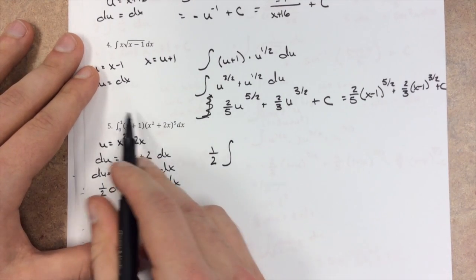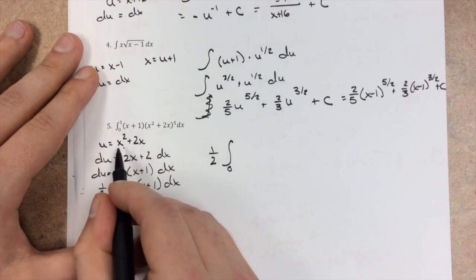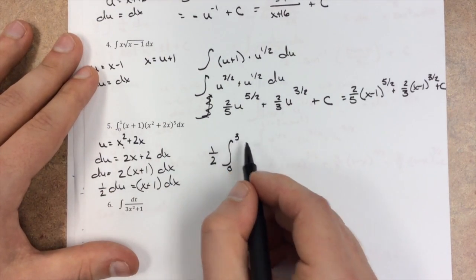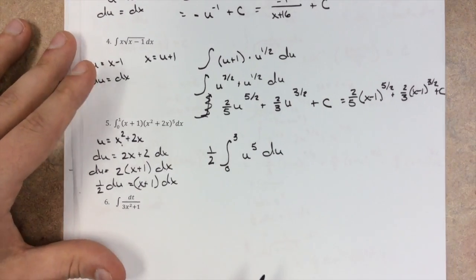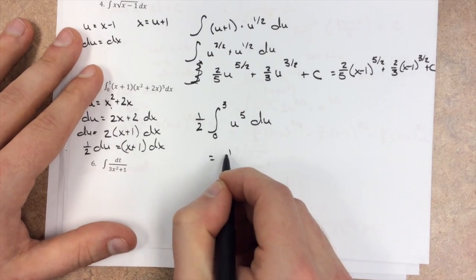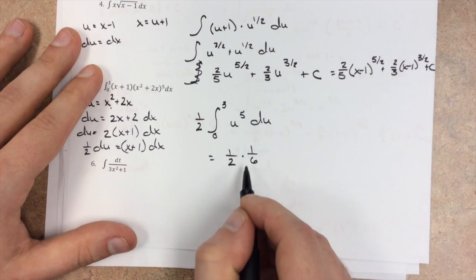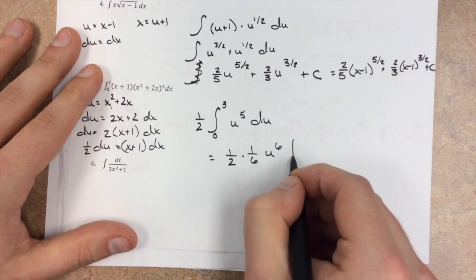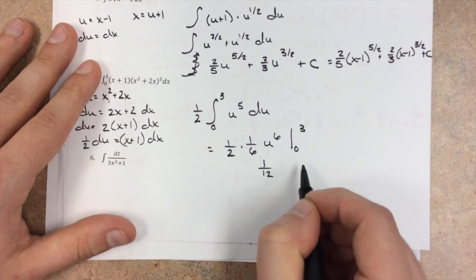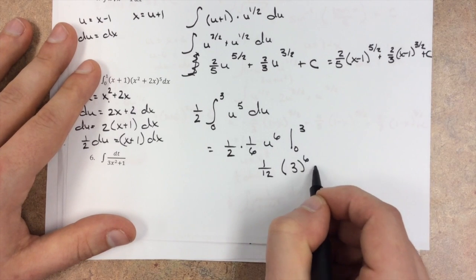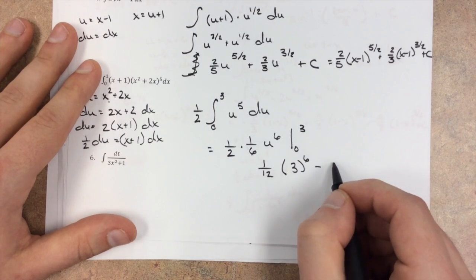Well, if I changed my variable, I can change my bounds. So if I plug in 0, I get 0. If I plug in 1, I get 1 plus 2, which is 3. And that is just u to the 5th du. So now I just have to integrate that. So that's 1/2, add 1, u to the 6th. So multiply by the reciprocal, 1/6, u to the 6th, from 0 to 3. 1/2 times 1/6 is 1/12 of 3 to the 6th minus 0 to the 6th, so that's 0.